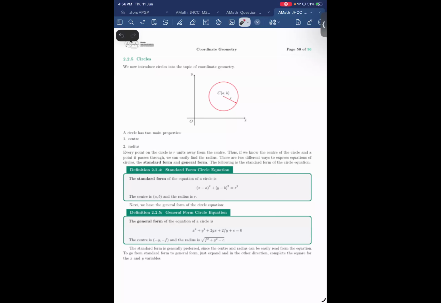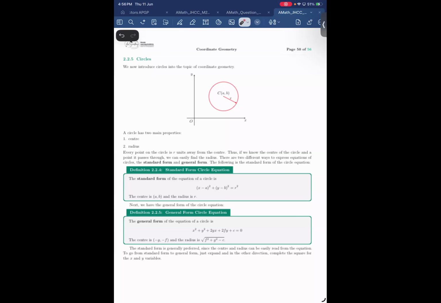The standard form is (x minus a) squared plus (y minus b) squared equals r squared, where the center is (a, b) and the radius is r. For the general form, you can of course tell the radius and center also, but I don't think anyone really wants to memorize this.